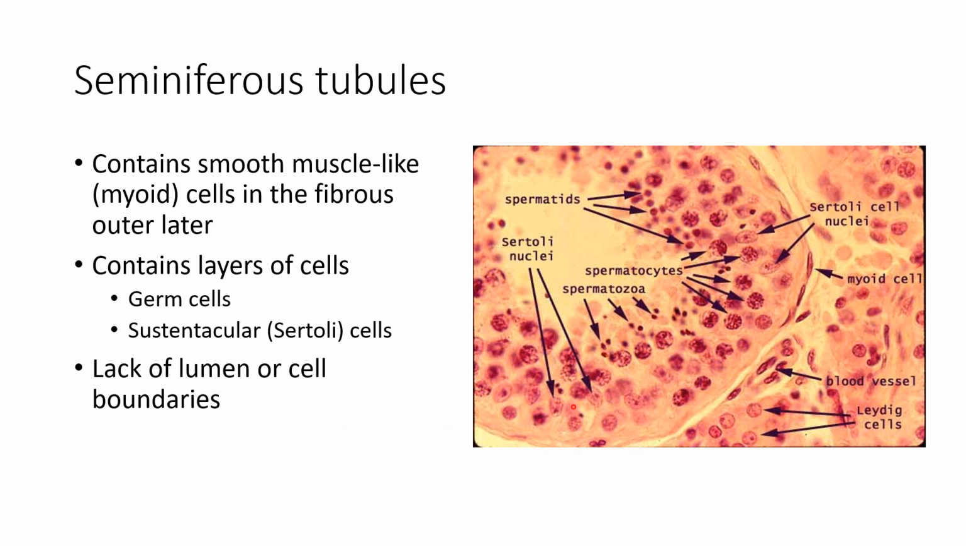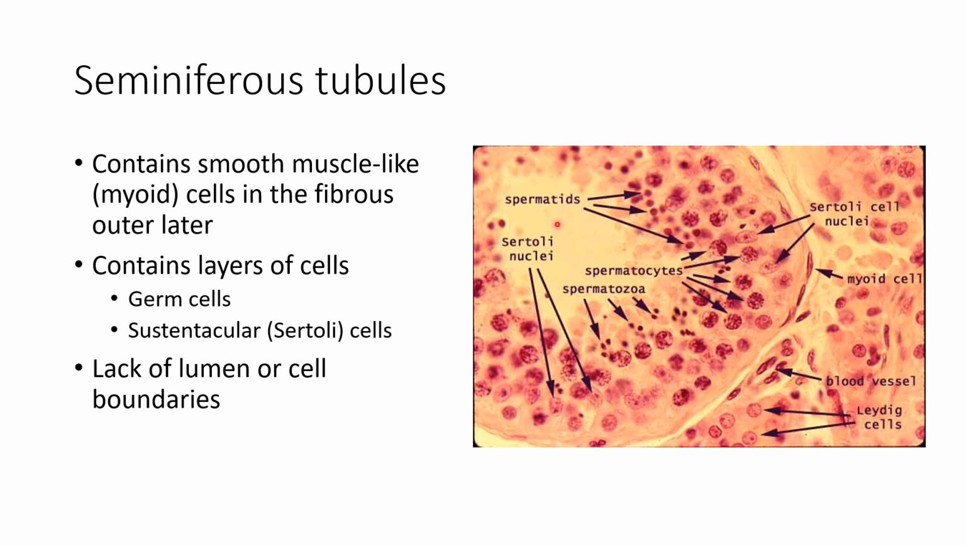Okay. And then you also notice that there is a lack of lumen or cell boundaries within the seminiferous tubules. The cells are all clustered together. You can see all the spermatogonium cells mashed together, and when you take a slice at different layers, you're going to find different cells all mashed together, usually without boundaries.